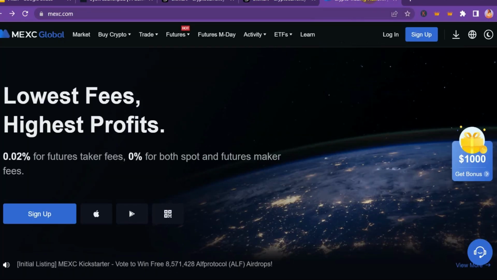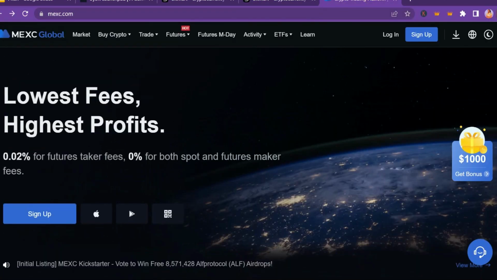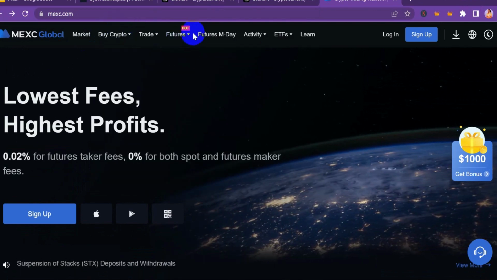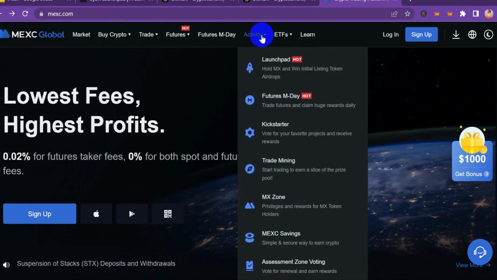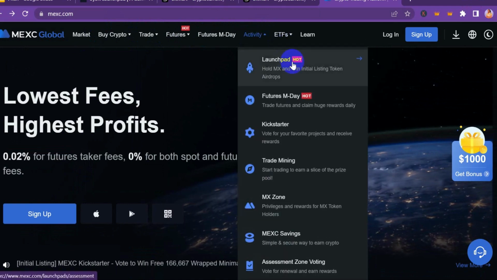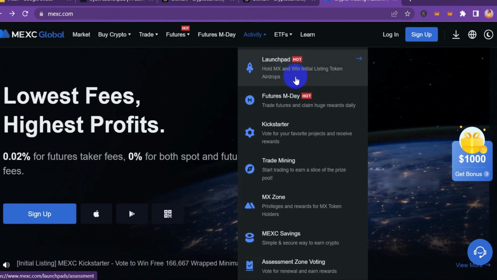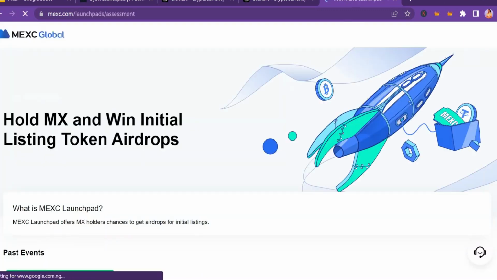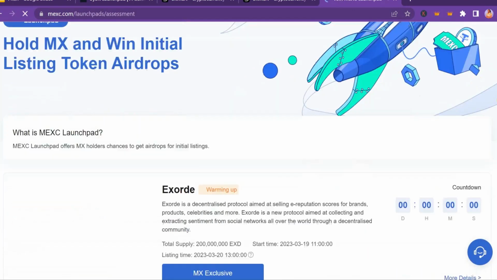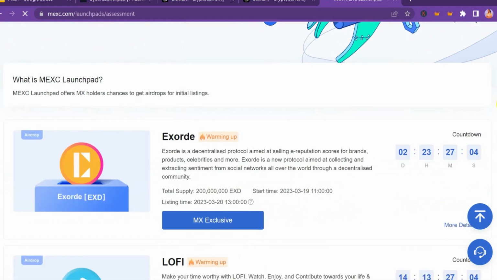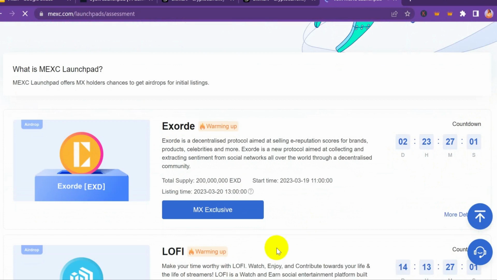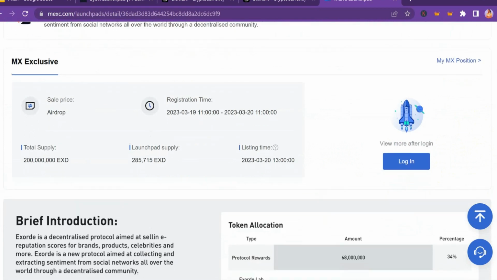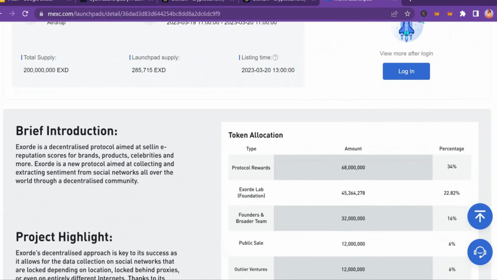Then we'll move over to MEXC. MEXC exchange, right? To access your launchpads, what you need to do is to come under activity. Then you're going to see launchpads, and you click on it. Okay, so this one is upcoming. It has 2 days to go, and if you open it up, you're going to see MX exclusive, meaning that you need to have MEXC token to participate in it, right?